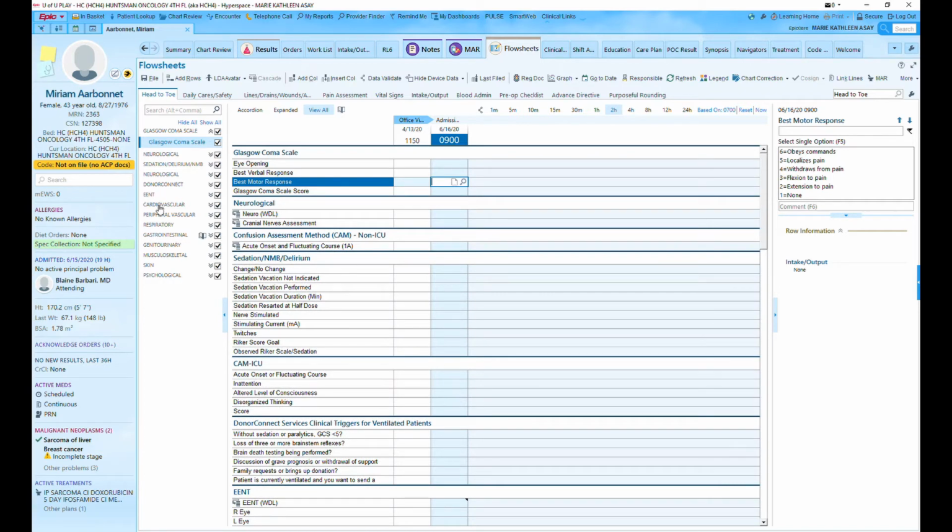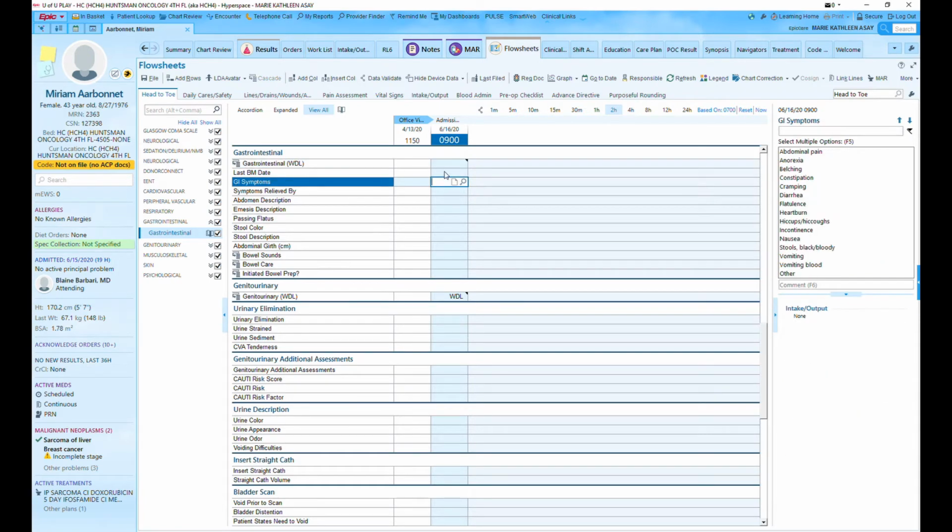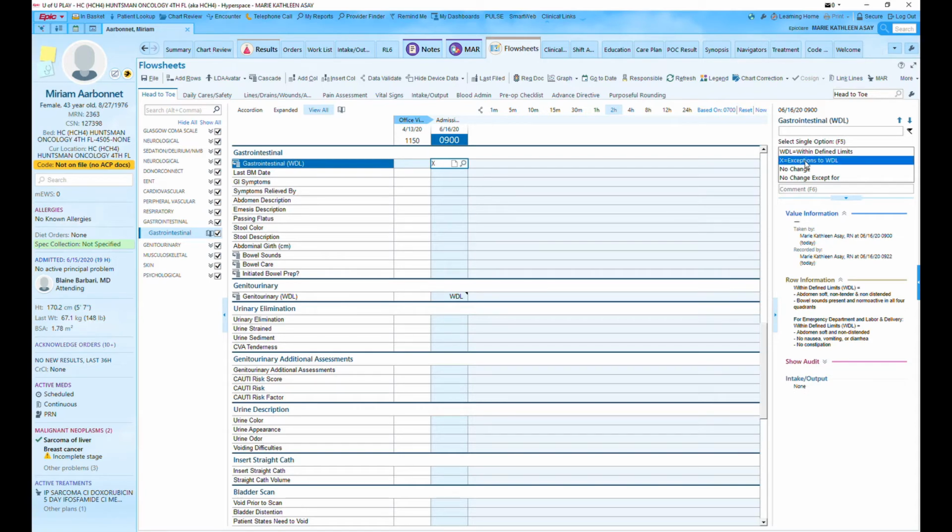Let's start on the head to toe flow sheet. You can chart your Glasgow Coma scale. You have eye-opening, verbal response, and motor response. However, remember, if your patient is sleeping, we can't always assess that. So make sure you only chart what you assess.